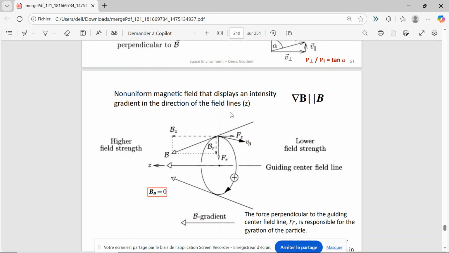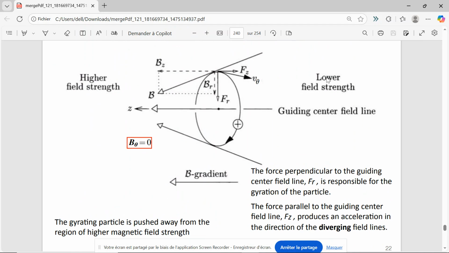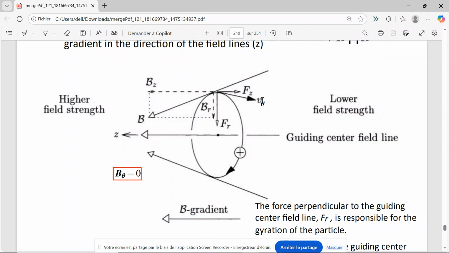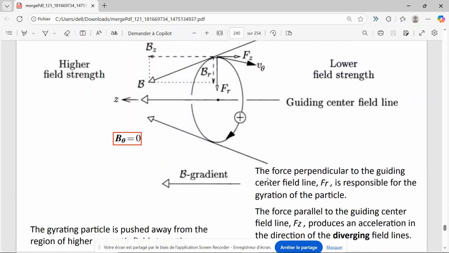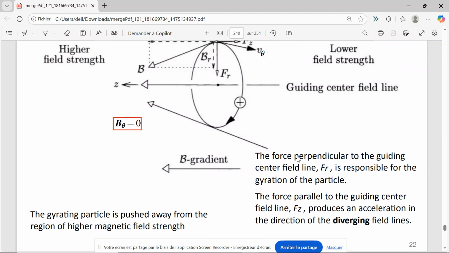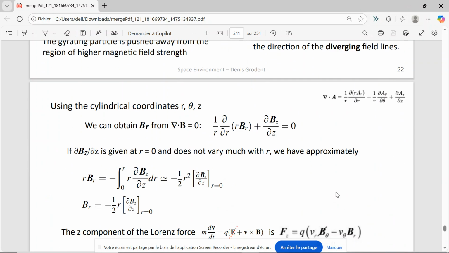Non-uniform magnetic field that displays an intensity gradient in the direction of the field lines. So we see that we have a lower field strength and a higher field strength here. So we have a magnetic field gradient, and we have a force Fz in the opposite direction of the magnetic field Bz. The force perpendicular to the guiding center field line, Fr, is responsible for the gyration. The force parallel to the guiding center is produced at an acceleration in the direction of the diverging field line, or what we call a deceleration.